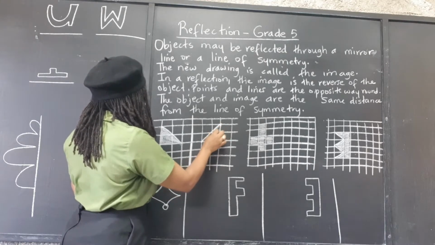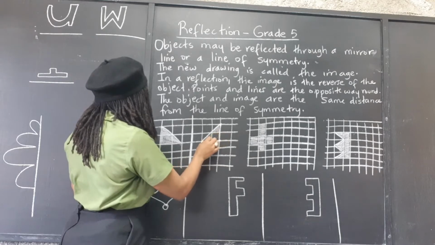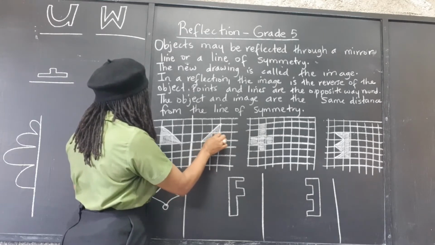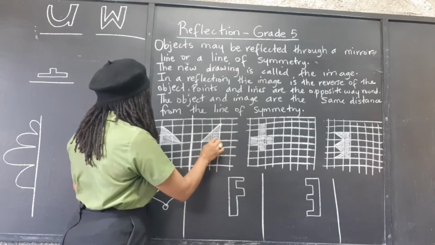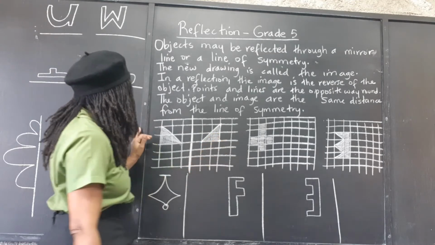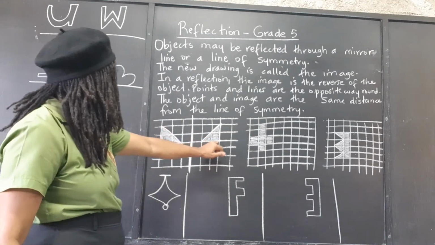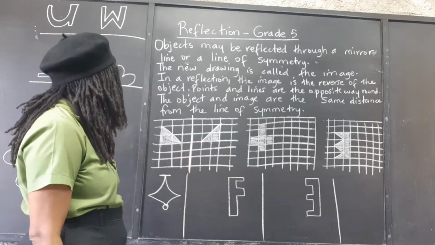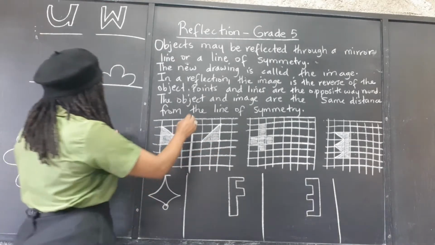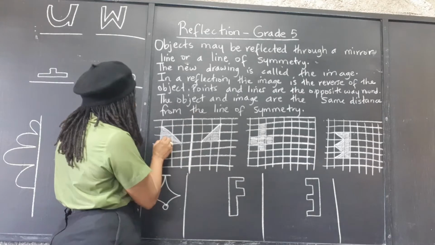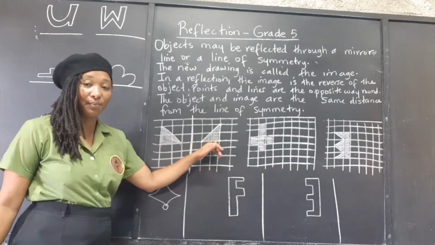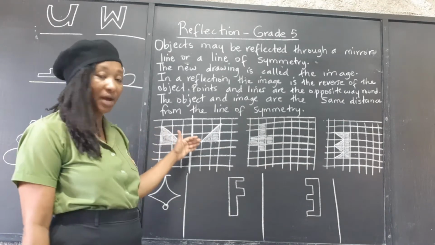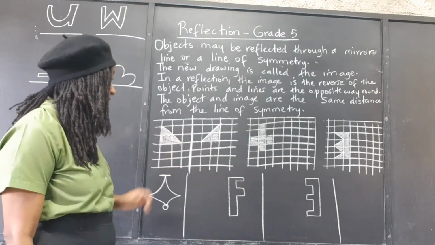So once we maintain the same distance away from the mirror line and maintain the size of the object. So 2 boxes up, 2 boxes up, right? 2 boxes across, 2 boxes across. So that is our reflection. This is the mirror line, this is our object, this is the image, and the image is oriented to the left. So the object was oriented to the right, the image is oriented to the left.